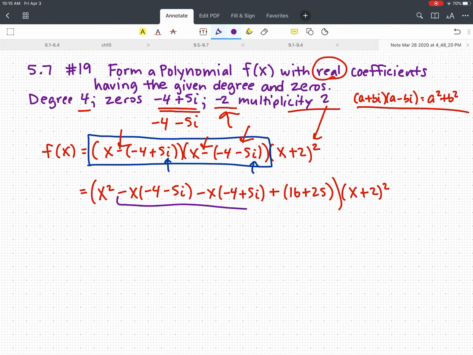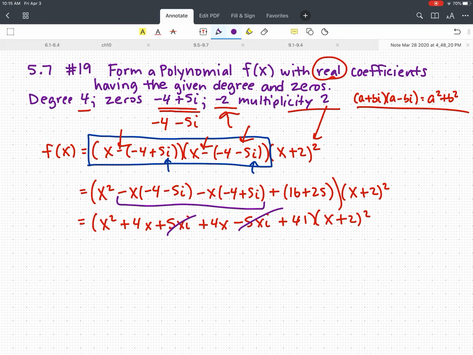Okay, so the only thing to worry about now is really the terms in the middle. If we did everything right, the imaginary parts should cancel out. So let's go ahead and do some distributing. So I have x squared plus 4x plus 5xi. And then I have here plus 4x minus 5xi plus 25 plus 16 would be 41 times x plus 2 squared. And then we're seeing 5xi minus 5xi cancel.